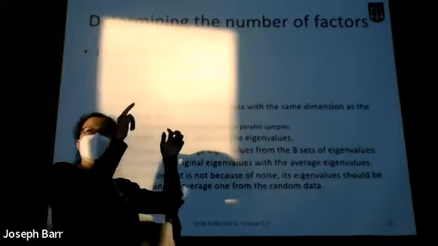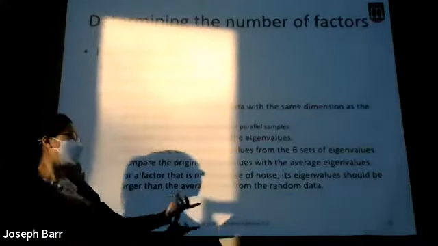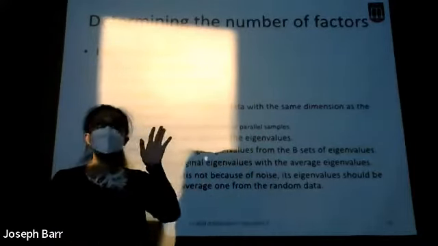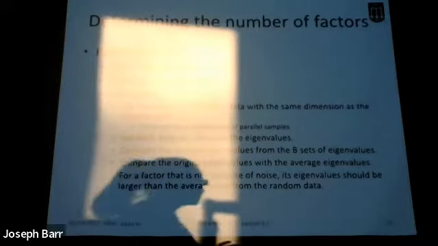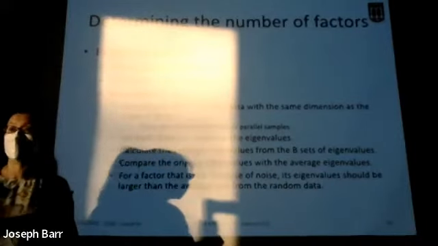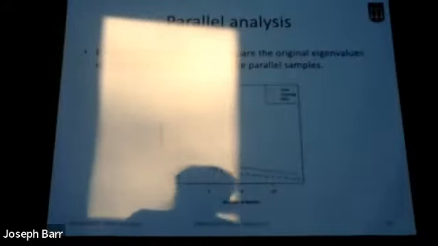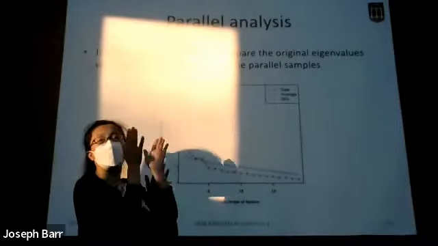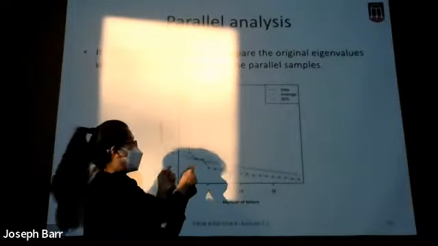Then we compare the original eigenvalues with these generated noise eigenvalues. If the original eigenvalues are larger than the generated eigenvalues, we think there might be something special. It's not due to noise but due to some latent factors. By using this method, we decide the number of factors. That is the logic. I also give you some plots, and this plot will be generated by our R code. I will go through the R code of the parallel analysis.